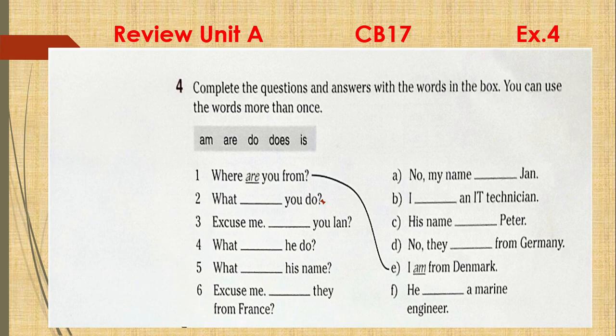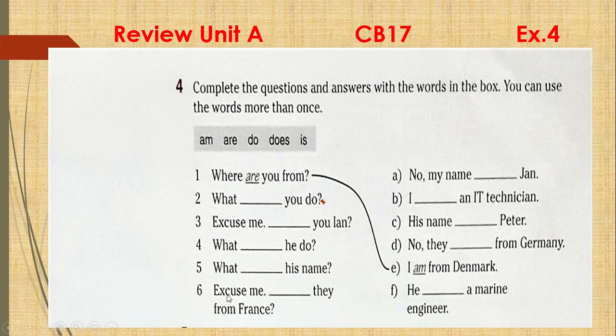Okay, to do today's lesson, please go to the course book, page 17. On page 17, we have question number 4. Complete the questions and answers with the words in the box. You can use the words more than once. The words in the box are am, are, do, does, and is. Here we have 5 spaces, and here we have another 5 spaces, so we're going to use some words more than once. هنستخدم بعض الكلمات أكثر من مرة.